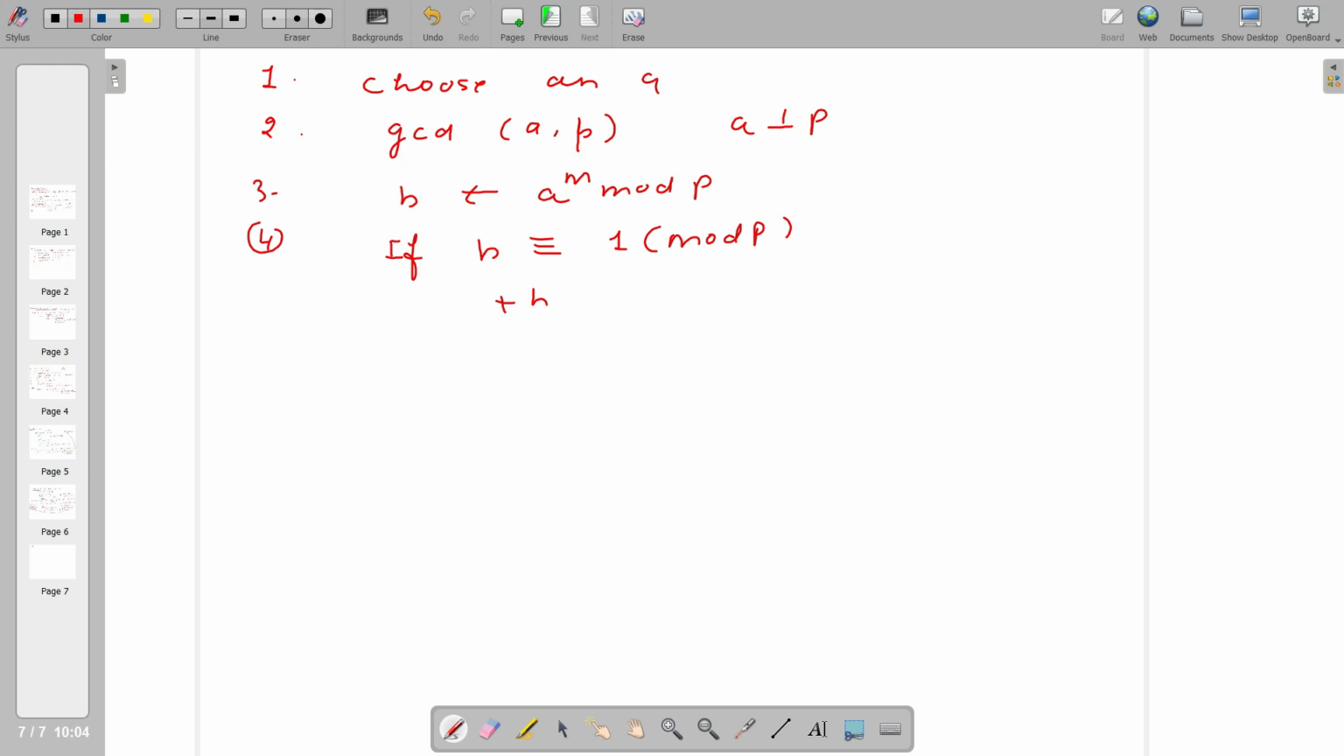Then return p is a probable prime, or p is prime base a.